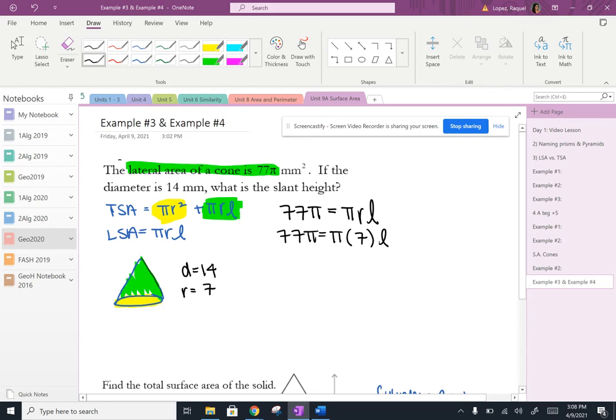Now I've got all of my variables filled in except for the slant height, but that's okay because that's what we're trying to find. That's what the problem is asking us to look for. So to get L by itself, I'm going to divide both sides by 7 pi. And what's nice is that our pi's cancel out, or they reduce to 1. And all I have to do is 77 divided by 7, or 11. So 11 is going to be our slant height. And if we're using units, it's going to be 11 millimeters.